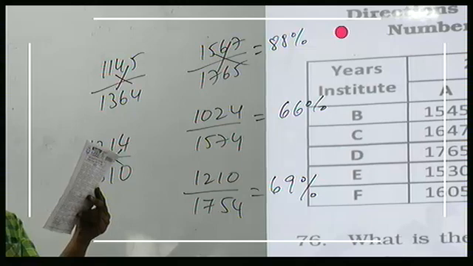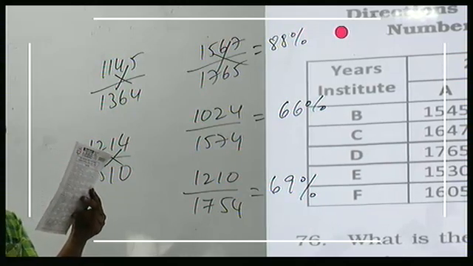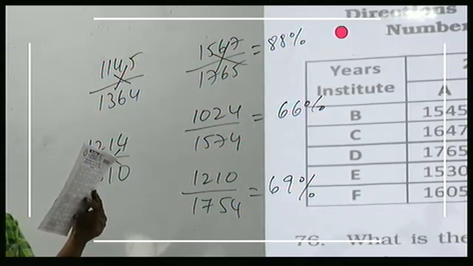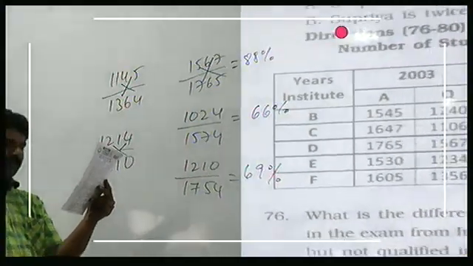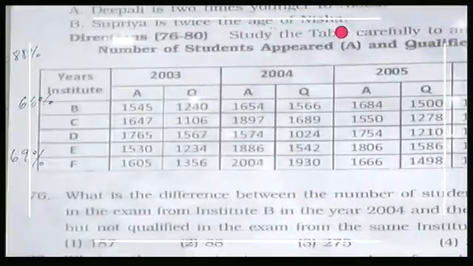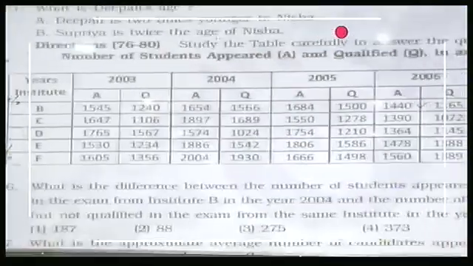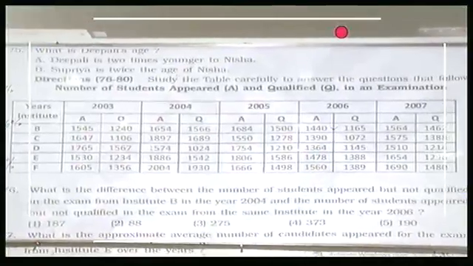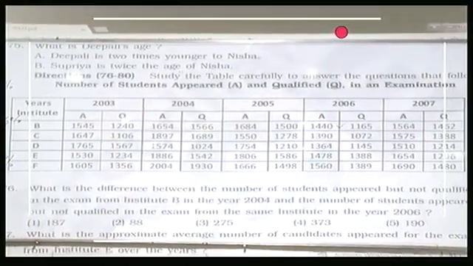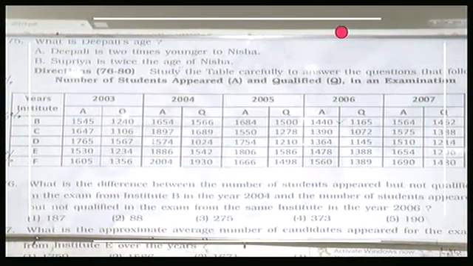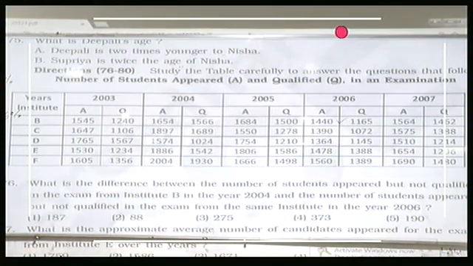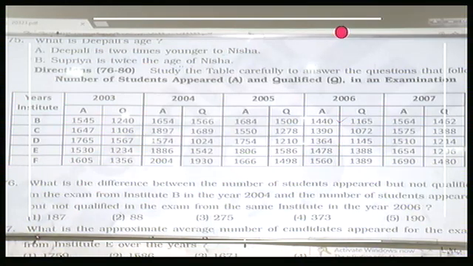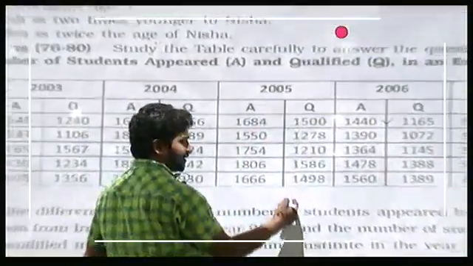Next, 79. What is the percentage of candidates qualified over the number of candidates appeared for the examination in 2005 from all institutions together? You are asked about the qualified percentage over appeared candidates. So you have to add everything, that's it. Need to add all this.